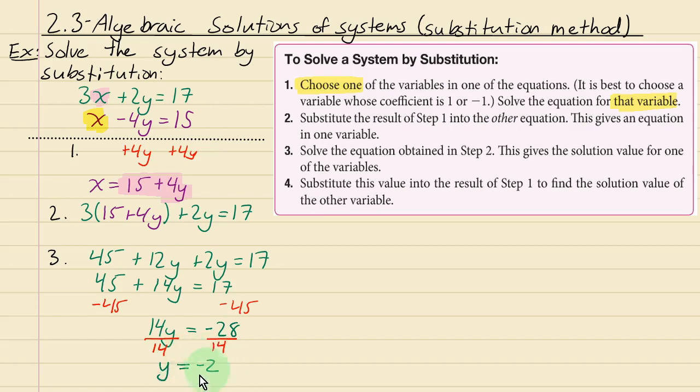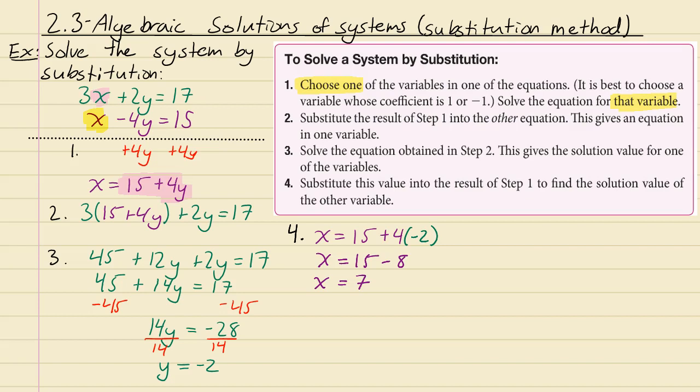We now know that if y is negative 2, that will solve this equation from step 2. But then if we're trying to solve the whole system, we also need to know what x is. So that's what step 4 says. Substitute this value into the result of step 1 here in order to find the value of the other variable. So that means we know that y is going to be negative 2. You can find what x is by plugging in that negative 2 in place of the y from this equation, and that gives you x equals 15 minus 8, which is 7.